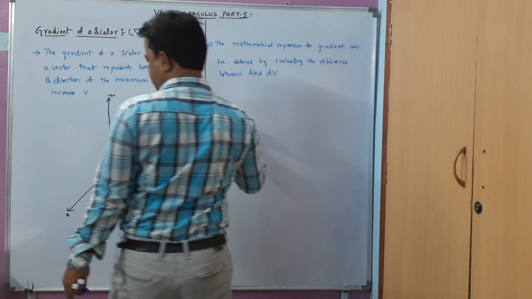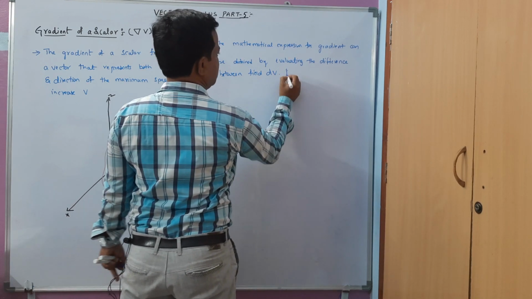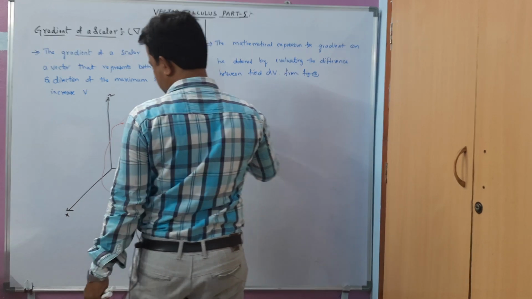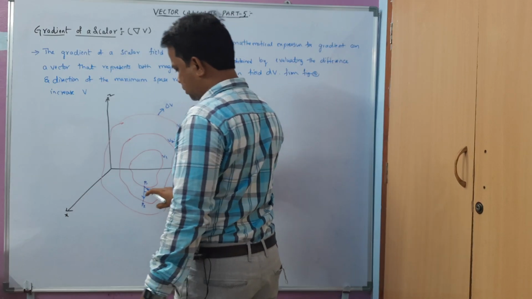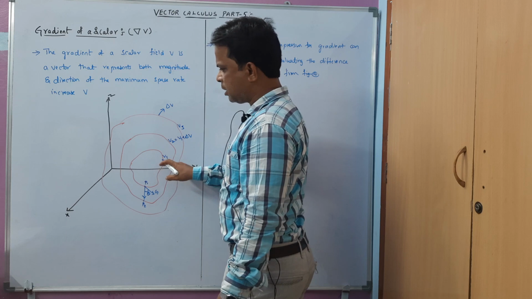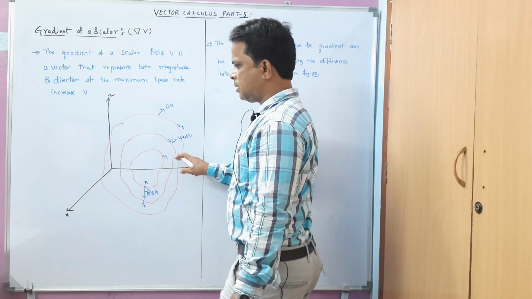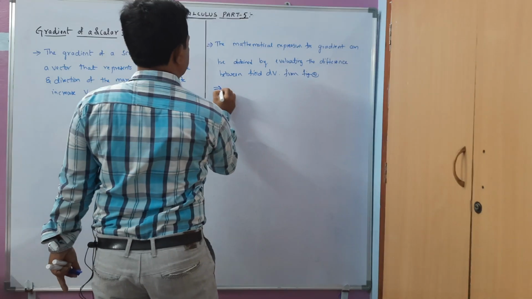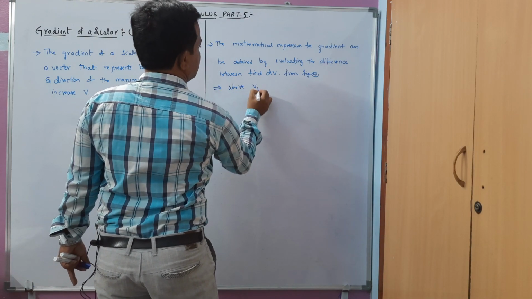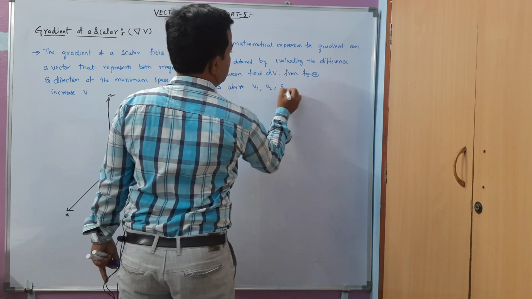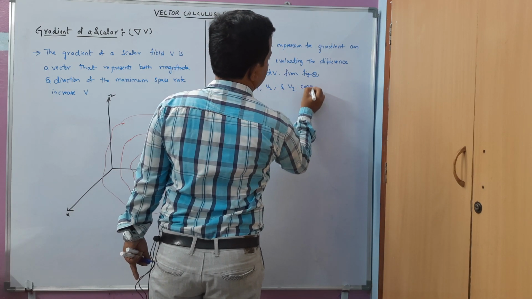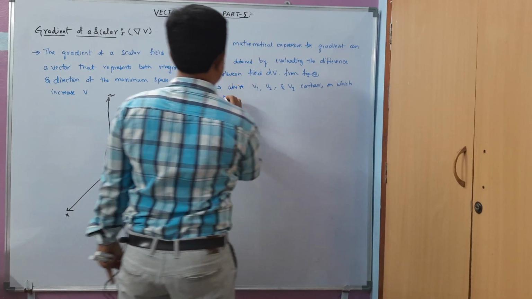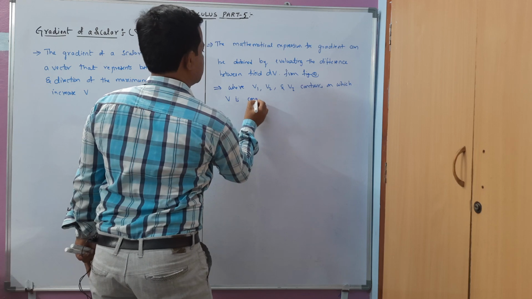Let us take this as figure A. That is where we have points P1 to P2, and the contours V1, V2 and V3 are the contours on which V is constant. Contours means circles here, contours on which V is constant.